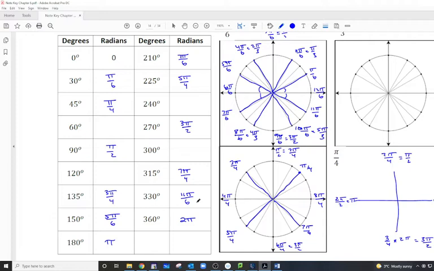Then we went into our 30 degrees, and those are all going to be in terms of pi by 6. So 30 degrees is a sixth of the way to 180. So you'd have pi by 6, 5 pi by 6, 7 pi by 6, 11 pi by 6.